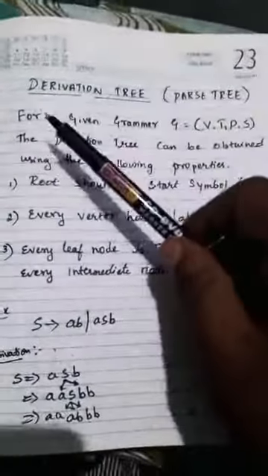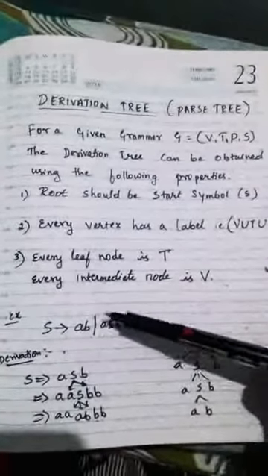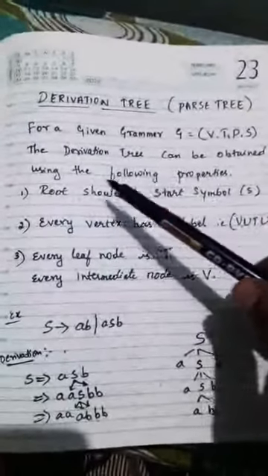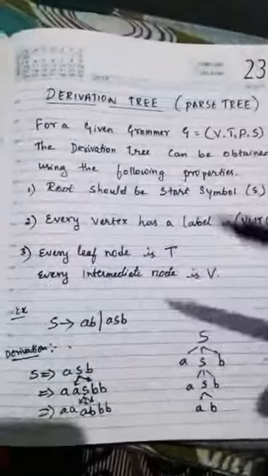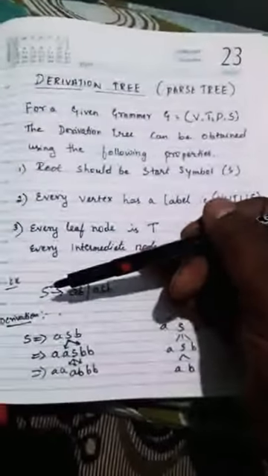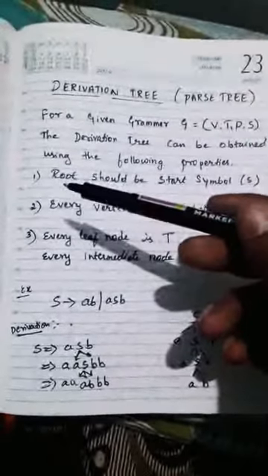See here, the point says, for a given grammar having V, T, P, S, the derivation tree can be obtained by using the following properties. What are the following properties? See, the start symbol should be the root. That is what your first condition says.